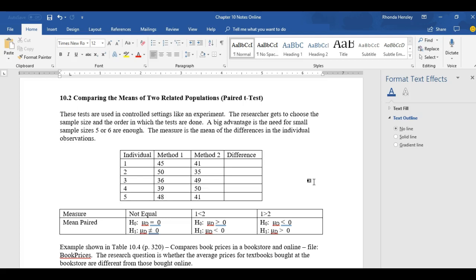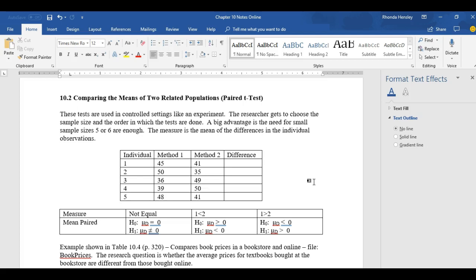So for instance, suppose we had a manufacturing operation and we have 2 methods of assembling something, method 1 and method 2. We would pick 5 individuals. I would put approximately half of them, maybe 3 of them, have the first 3 of them do method 1 first, and the last 2 people do method 2 first.